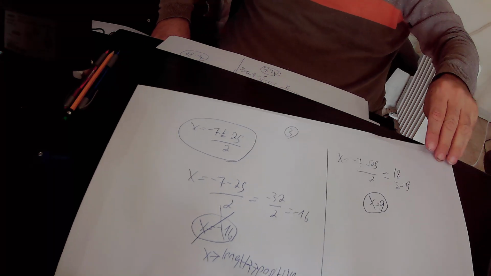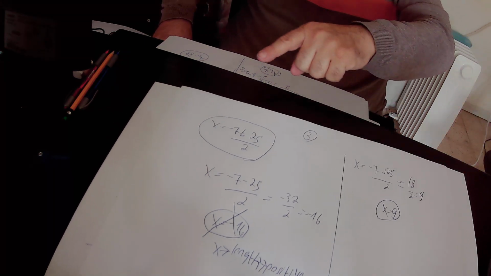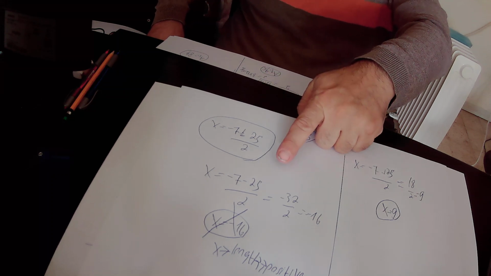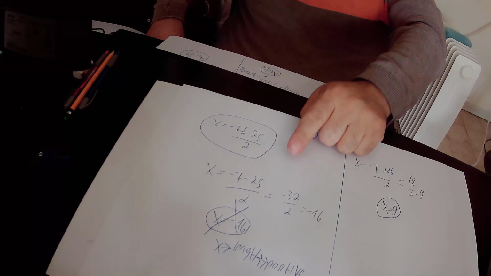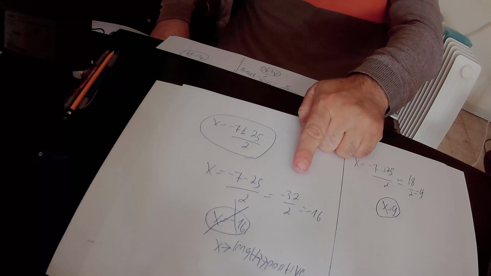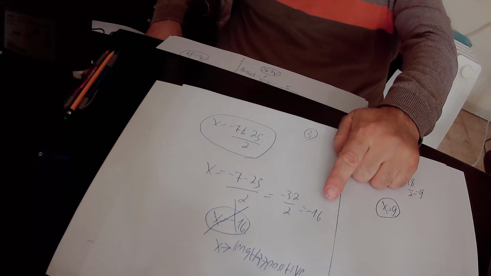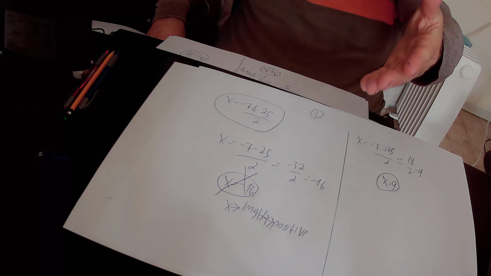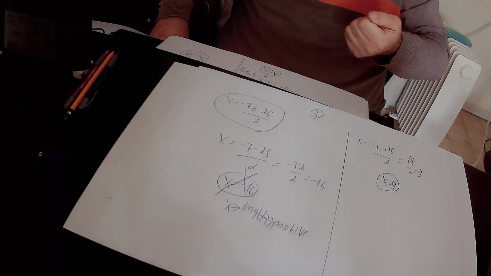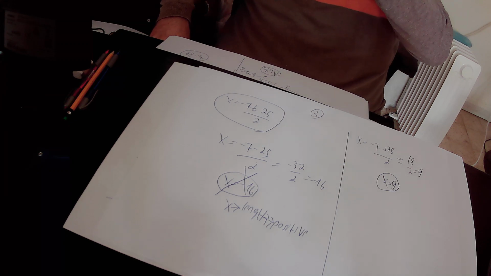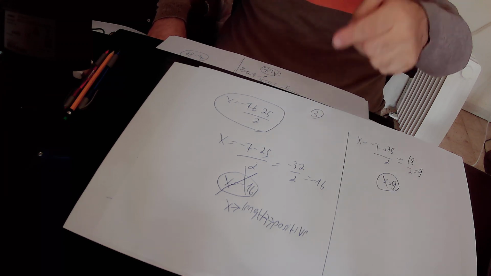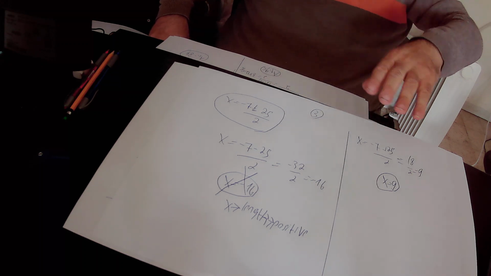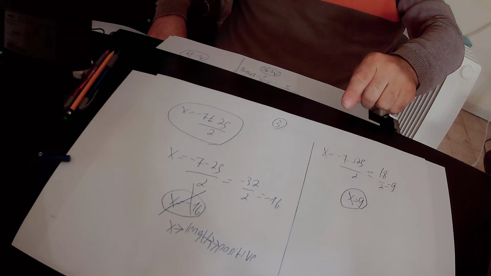So here we have two possible solutions for x. The first solution is x equals minus 7 minus 25 over 2. Minus 7 minus 25 is minus 32, and minus 32 over 2 is minus 16. You can find that the value of x is minus 16, but because x is a length, and a length must be a positive number, we cancel this negative solution, and we are left only with the second possible solution for x.